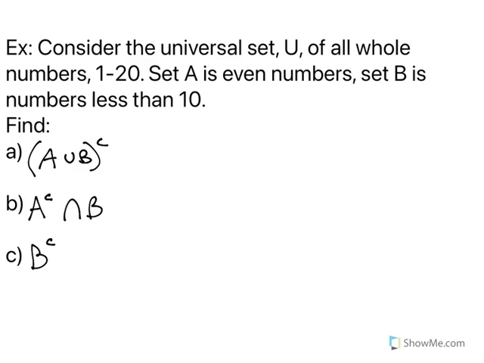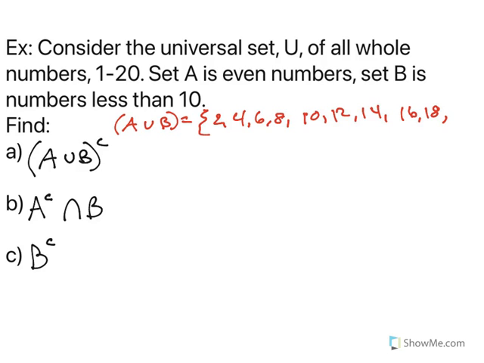All right, let's do one more here. Consider the universal set U of all whole numbers 1 to 20. Set A is even numbers, and set B is numbers less than 10. So find A or B complement. All right, so again, we're going to start with just what is A or B? Well, I know that A is even numbers. So 2, 4, 6, 8, 10, 12, 14, 16, 18, and 20. And then set B is numbers less than 10. So then we're also going to have 1, 3, 5, 7, and 9. So this is A or B.